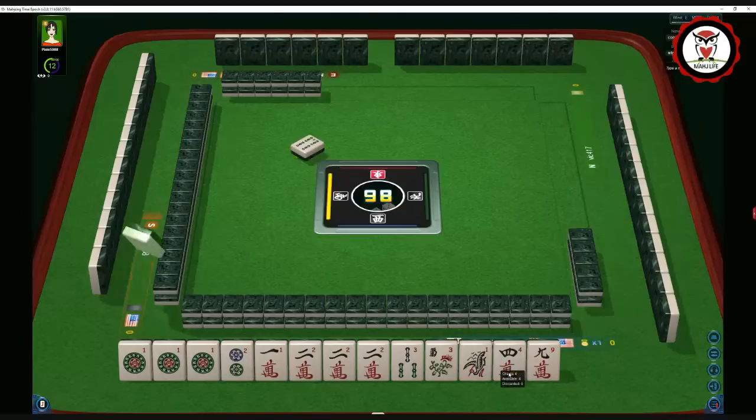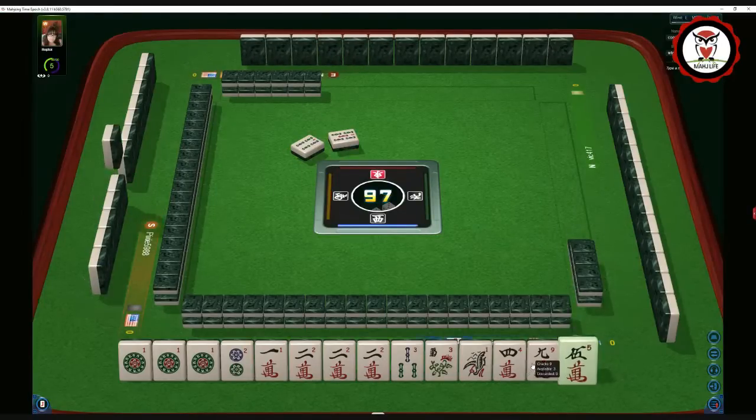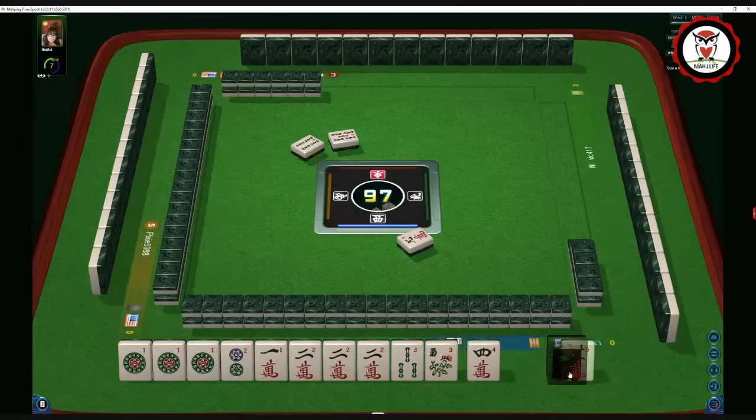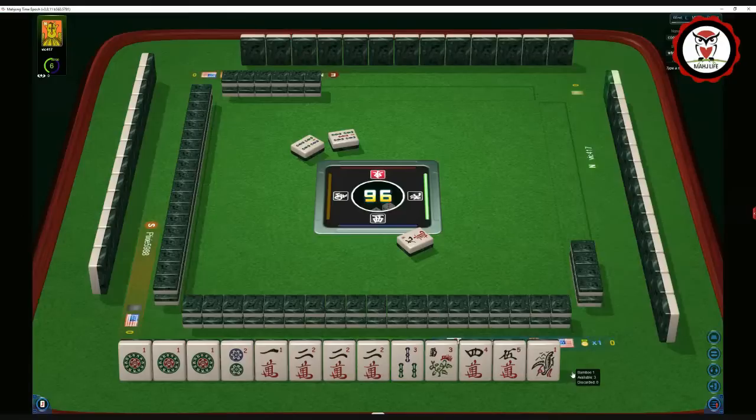4 bamboos. We have our work cut out for us. 5 bamboos. 9 characters. We could Kong the 1 and the 2. 9 bamboos, I'm thinking. Mixed suit Kongs. We do have a North wind. Weakness. We need a flower.